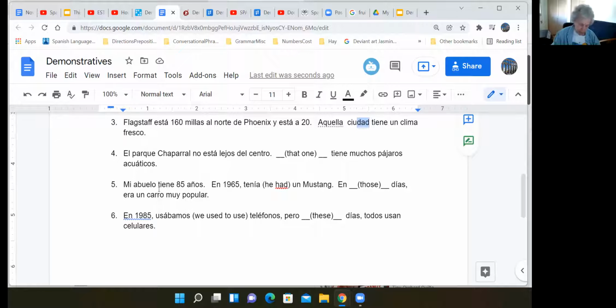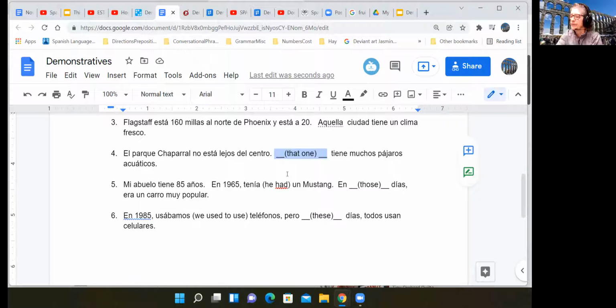El Parque Chaparral no está lejos del centro, is not far from downtown. Centro here means center of town or downtown. Could you explain what the está 20 means? I couldn't figure that out. Oh, está a 20 millas, it's 20 miles away. Está a 20, it's 20 miles. I omitted my millas. Okay, bien, thank you.